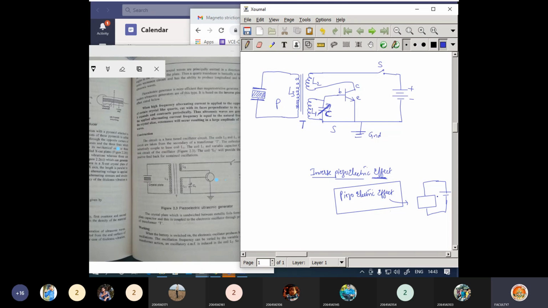Now due to, sorry, okay, one minute. You said force, right, sir? Okay, apply pressure. You apply the pressure on the opposite faces.